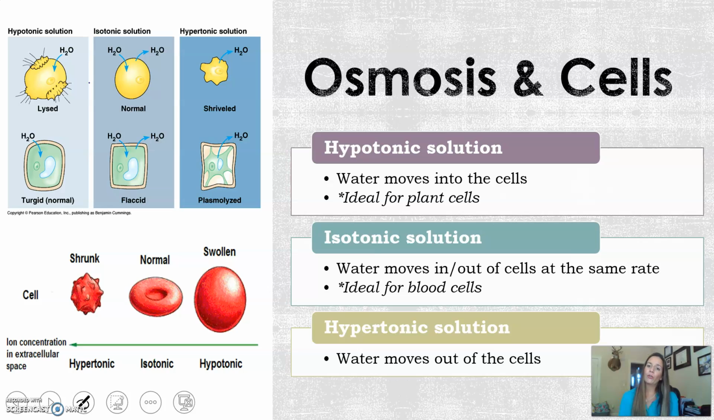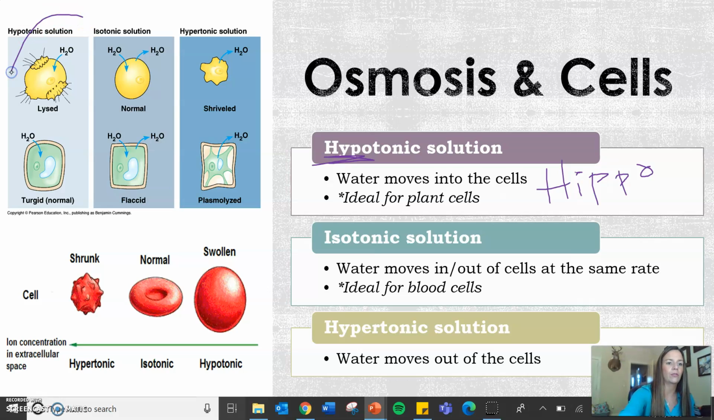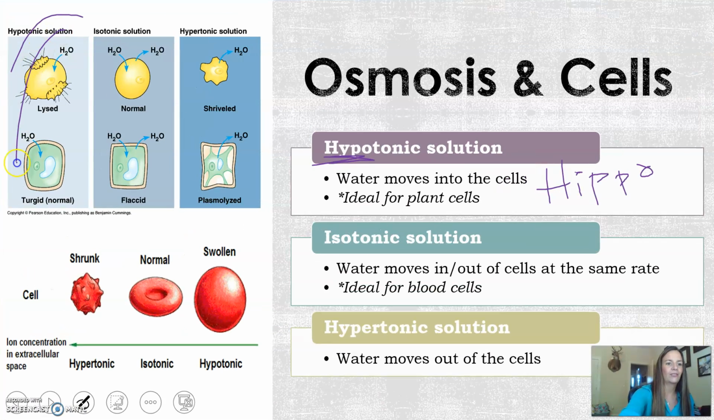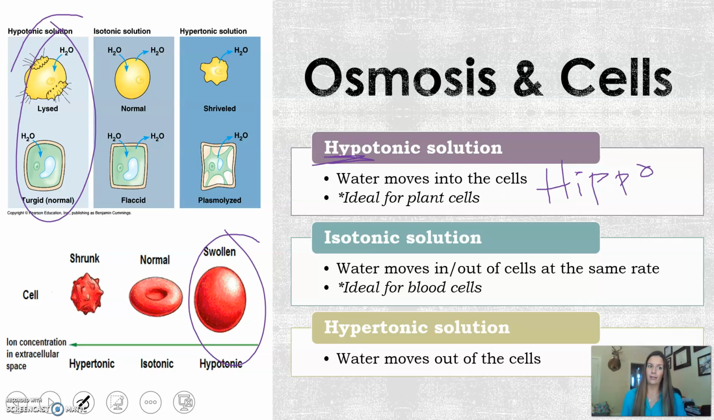A little bit more about osmosis in cells is the words hypotonic, isotonic, and hypertonic. So when you see hypo, I want you to think hippo, right? Hippos are big and they're round and they're swollen. So this is when water moves into the cells and the cells swell, like you see here and here. Now, plant cells like this because they have a cell wall to keep their structure. Blood cells, on the other hand, don't like this.